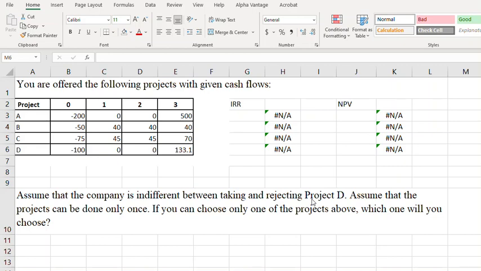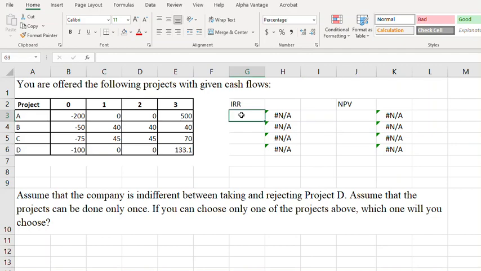There's zero value, so it tells us this is our break-even point, what our cost of capital is. Assume that the projects can be done only once. If you can choose only one project from above, which one will you choose?